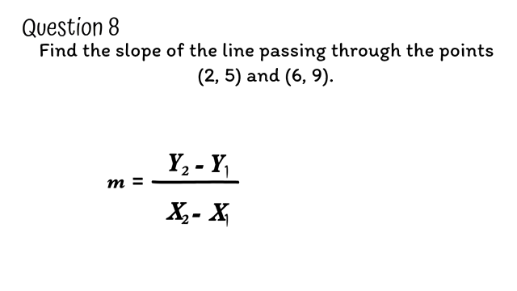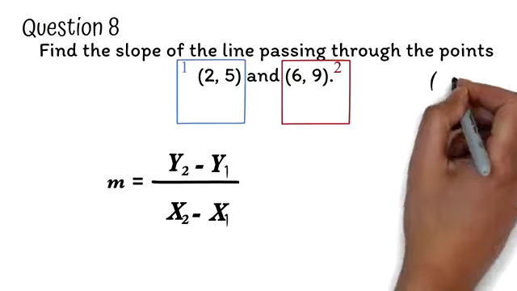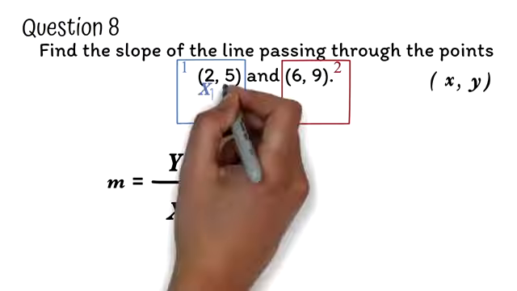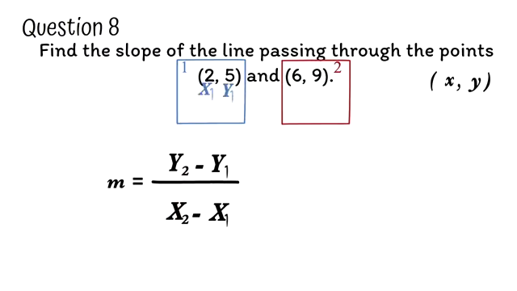Please note that you can call any of the points 1 or 2. I'm choosing this as 1 and this as 2. When you have a point, the first value is your x, and the second value is your y. Since we are calling this point 1, we will have x1, y1 here. Same thing for this. Since we are calling this our point 2, we can call this x2, y2.